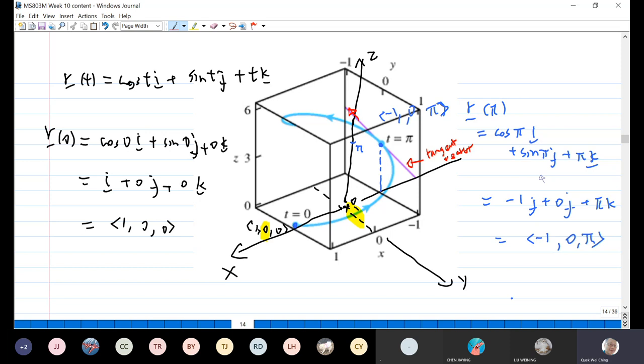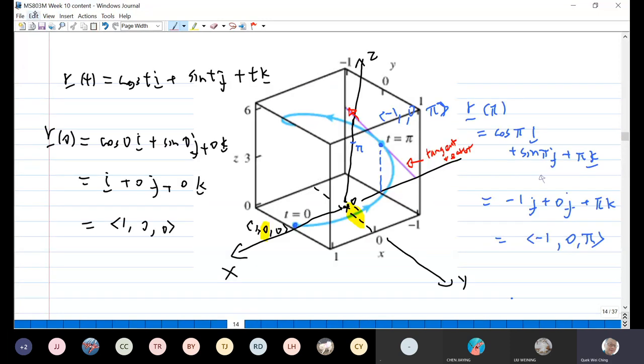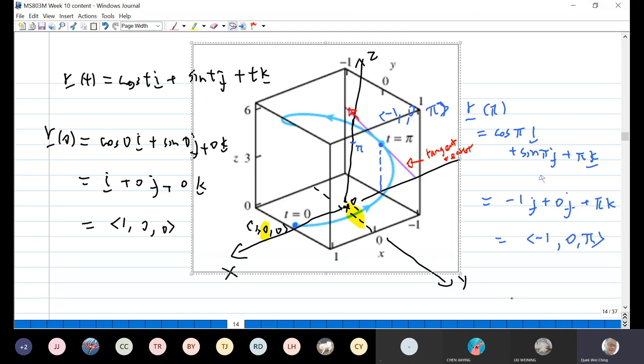So now we slightly understand how the curve moves, right? I got the tangent vector. I want to find the equation of this tangent vector now. So I'm going to move a graph again to show you how to find the equation of a tangent vector. I insert a new page here and copy this graph again.